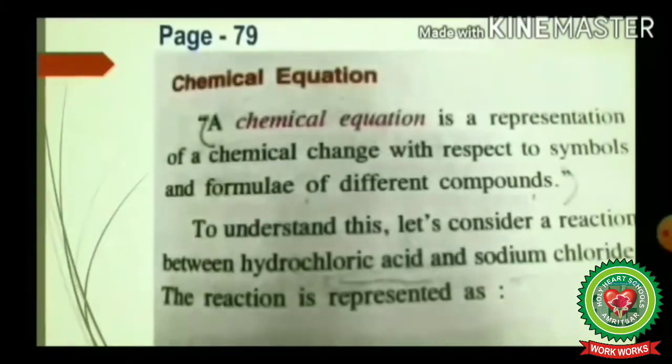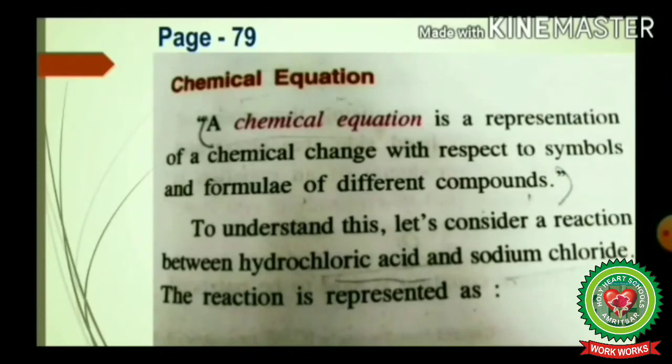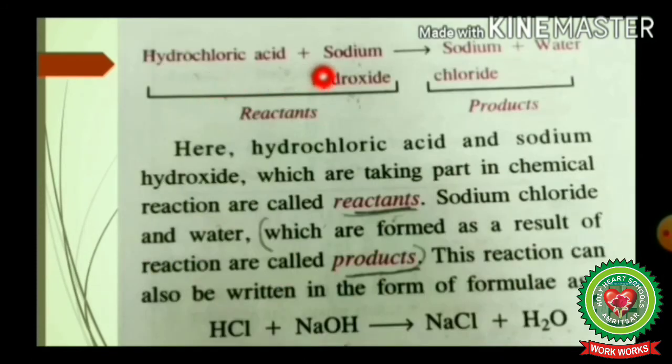Now students, let's start reading. Open page number 79. So first, what is chemical equation? A chemical equation is a representation of a chemical change with respect to symbols and formulae of different compounds. To understand this, let's consider a reaction between hydrochloric acid and sodium hydroxide. The reaction is represented as hydrochloric acid reacts with sodium hydroxide to form sodium chloride and water.